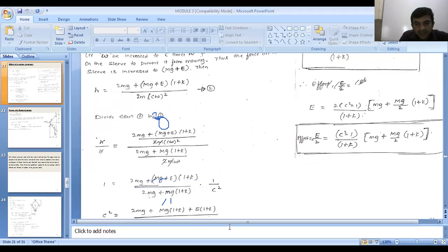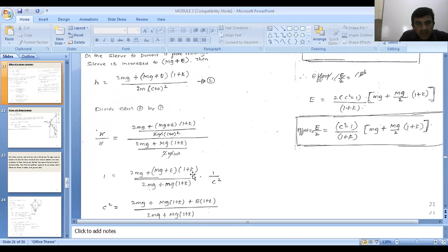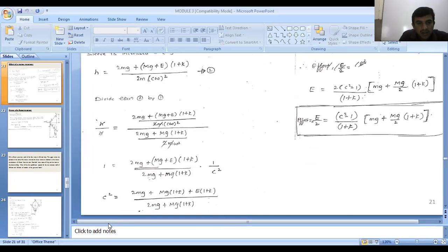Now see that c omega whole square becomes c square omega square. Again omega square also gets cancelled. Only 1 over c square, take this outside. The rest of the thing is the same. The numerator will not change, only the denominator term will change.